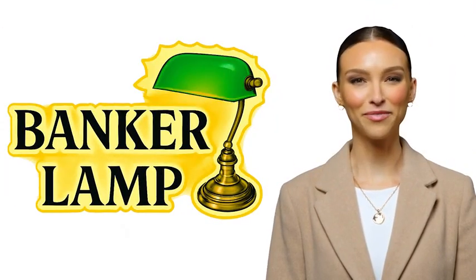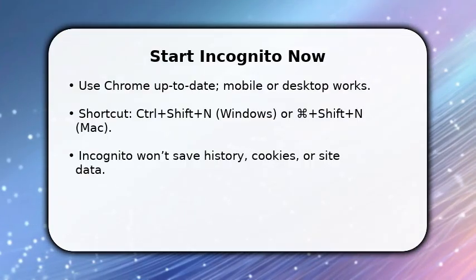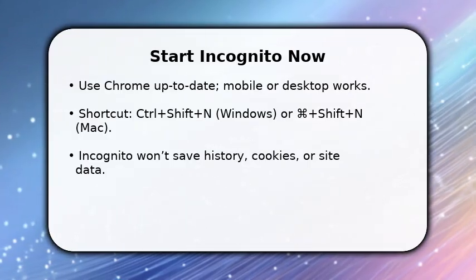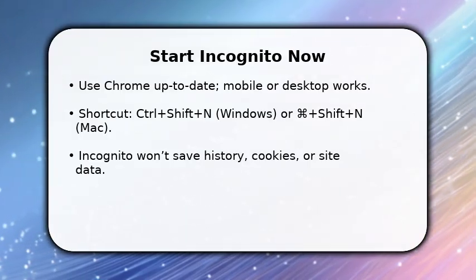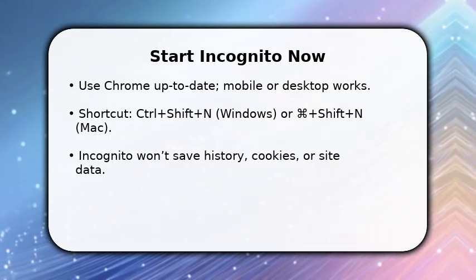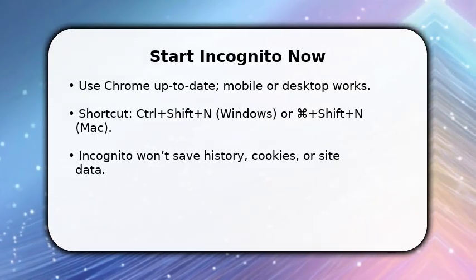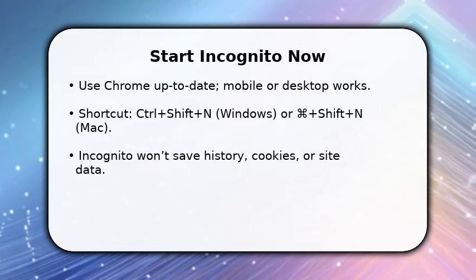Please enjoy the video. You're starting incognito mode immediately. Open Chrome and use Ctrl+Shift+N or Command+Shift+N to launch a private window. On mobile, tap the three-dot menu and choose New Incognito tab.